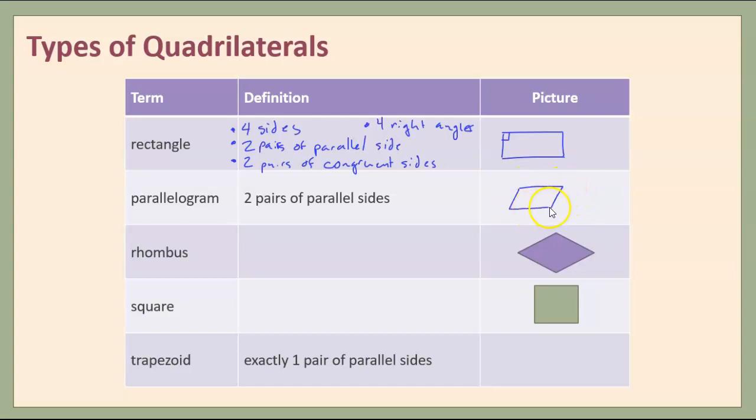It looks something like that. Notice this also has 4 sides. Now you may notice we said that a rectangle has 2 pairs of parallel sides also. These both have 2 pairs of parallel sides. So actually a rectangle is a special kind of parallelogram. It's just a kind of parallelogram that we sort of shifted this way until these formed right angles.